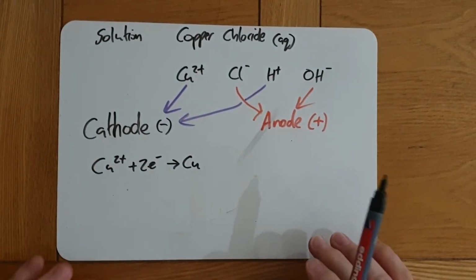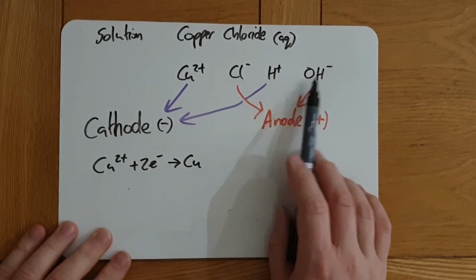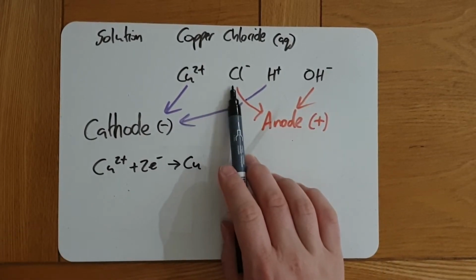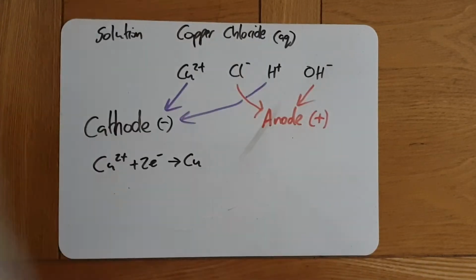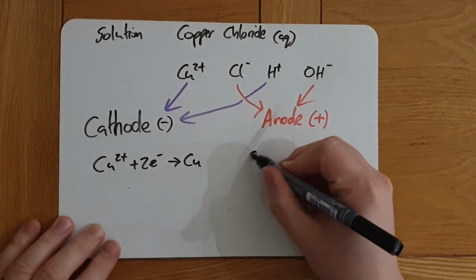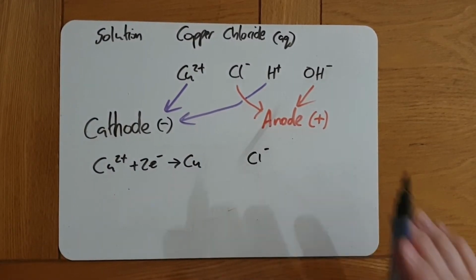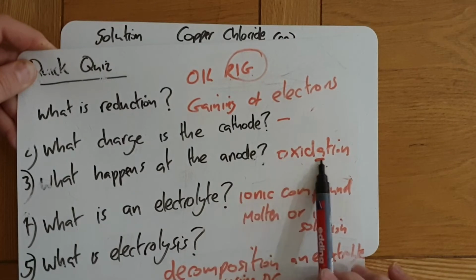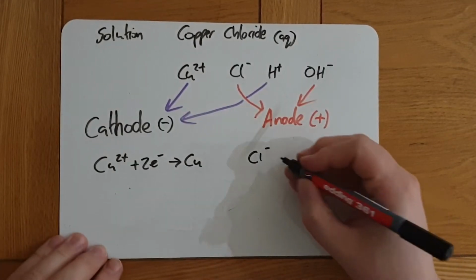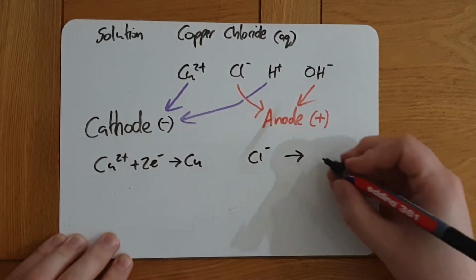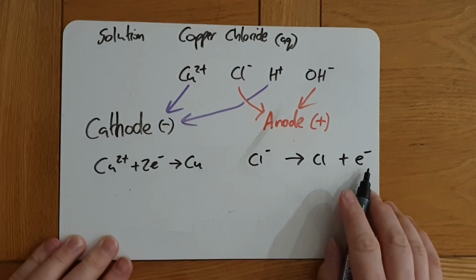So the ions we've got to choose from are the OH or the Cl. And our rule was, if you had a simple ion, you just make the element for it. So we're going to have Cl minus. What happens at the anode? You remember, at the anode it's oxidation, and oxidation is loss of electrons. So that Cl minus is going to lose an electron. So it's going to be Cl, and then it's lost the electron, e.